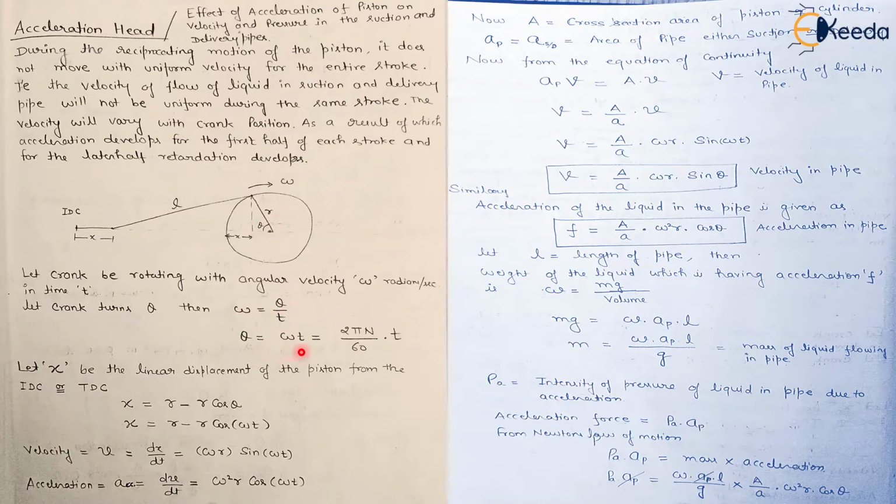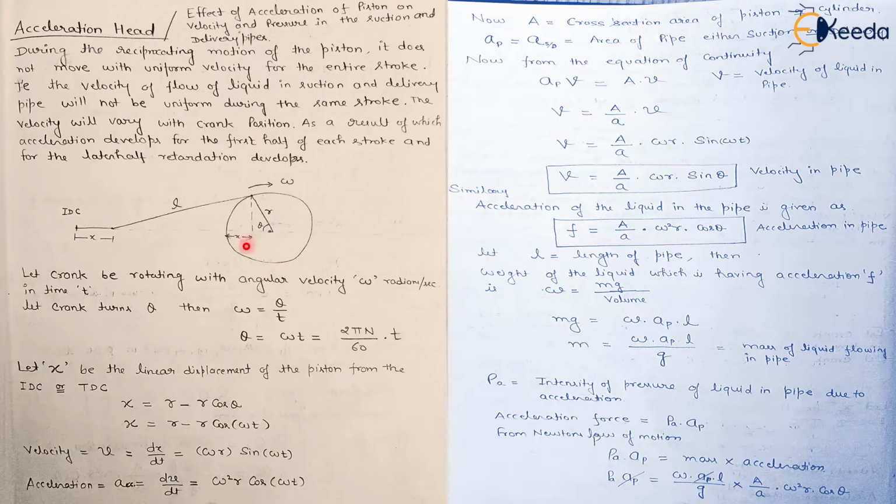So theta will be omega into t, and omega is 2 pi N by 60, into t. Now during this rotation, the piston has moved from this point to this point, that means x. The piston has moved from this point to this point. This is a linear displacement. And the same way, if I calculate the linear displacement at this point, this will be the x, this x will be equal to this one, so this is the x.